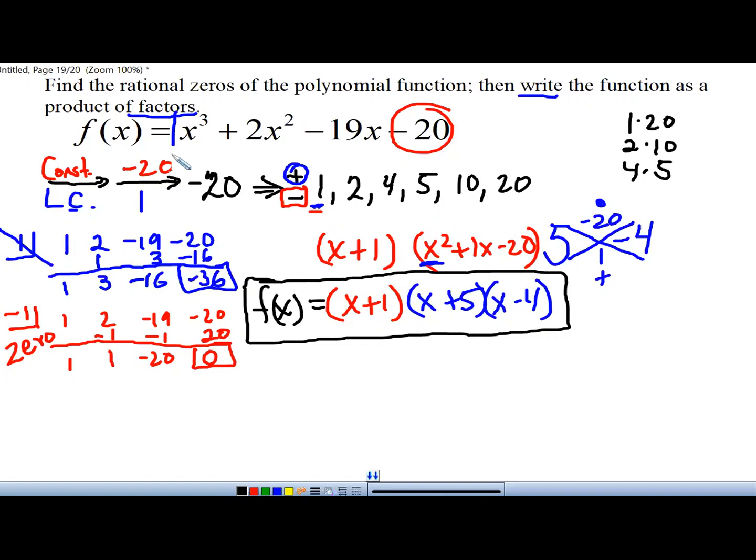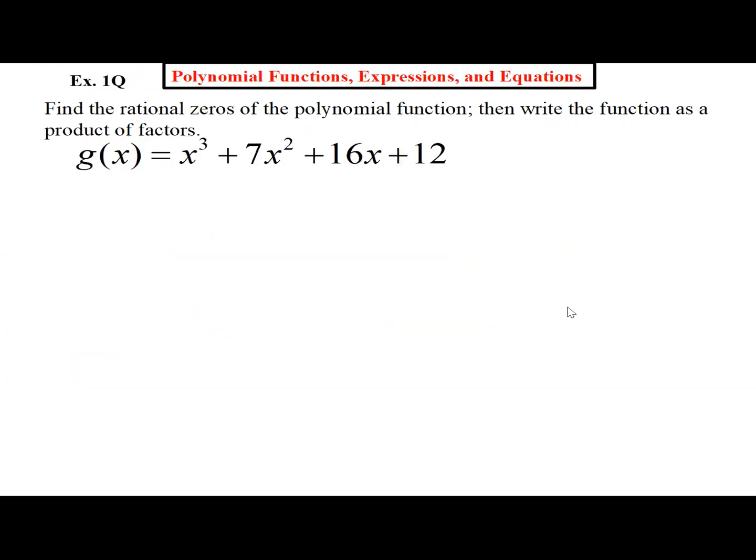Once again, the process was, first we write our fraction, find that number, find all factors of that number, and then start our synthetic division to find our 0. We write that as a divisor plus whatever was left, factor as much as we can, and write our equation. All right, here goes example 1Q. Copy this. You don't need the instructions anymore. Just write g of x equals x cubed plus 7x squared plus 16x plus 12. And we're going to do this one together.